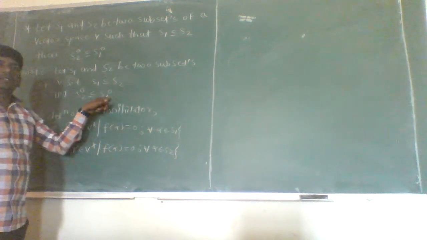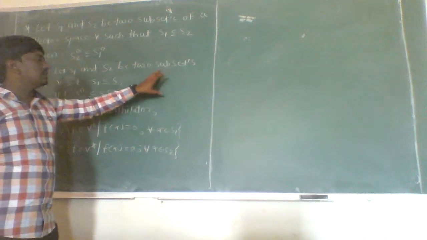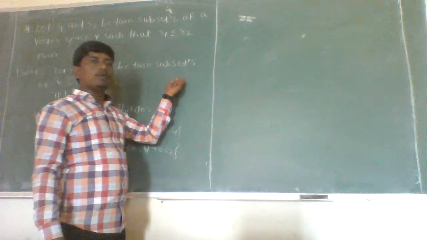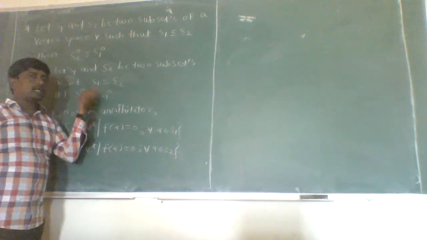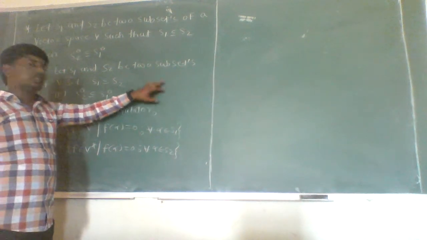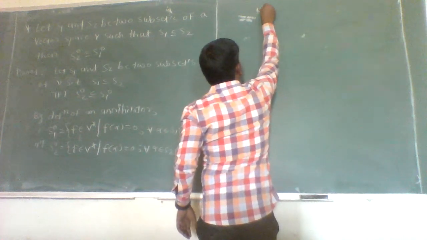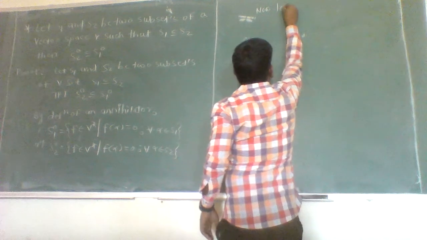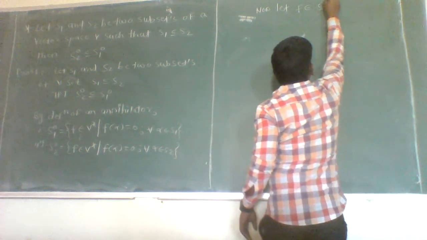Now we have to show that S2 annihilator is contained in S1 annihilator. If we have to prove that any set A is a subset of B, how will we prove it? We take an arbitrary element belonging to set A, and if this element belongs to set B, then we say that set A is a subset of set B. Now let f belong to S2 annihilator.